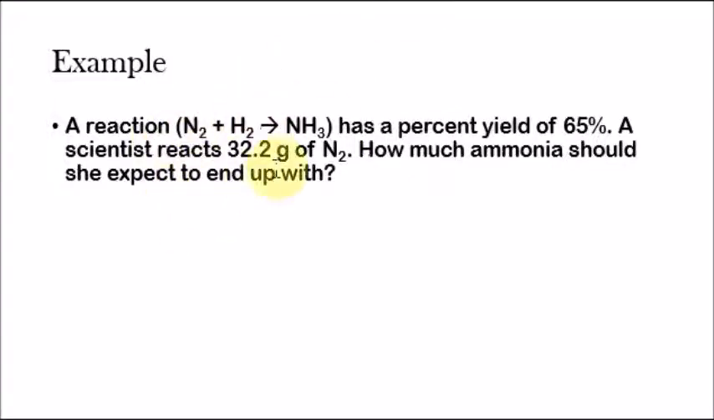A reaction N2 plus H2 yielding NH3 has a percent yield of 65%. So this question is giving us a percent yield, so we're going to have to do something a little bit different. A scientist reacts 32.2 grams of N2. How much ammonia should she expect to end up with?